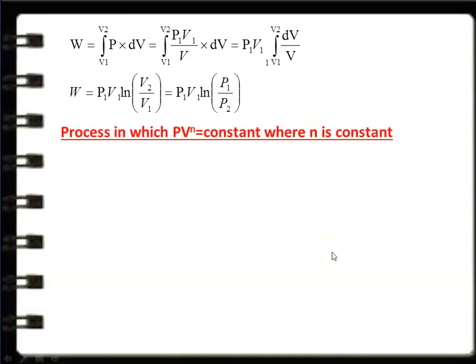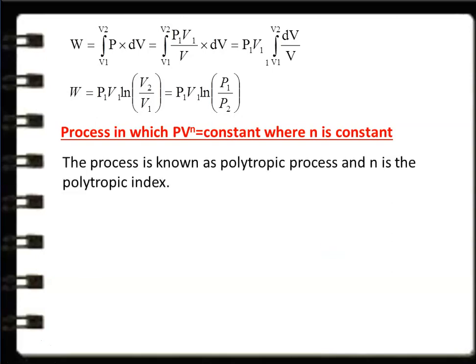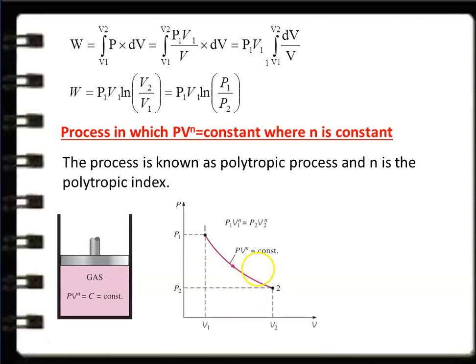We take the next process, where PV to the power N equals a constant, and this process is called the polytropic process. So, PV to the power N equals constant, where N is the polytropic index. And look at this diagram.